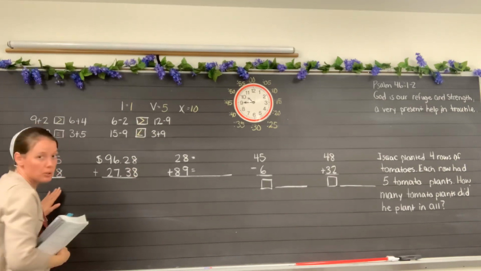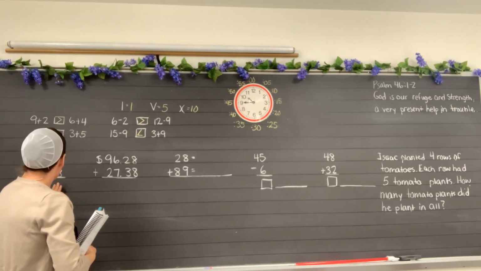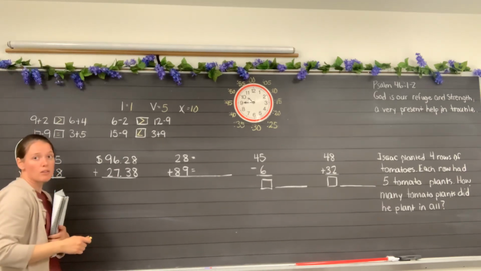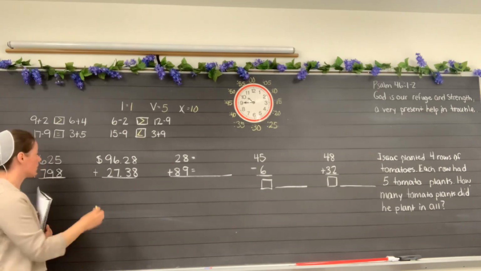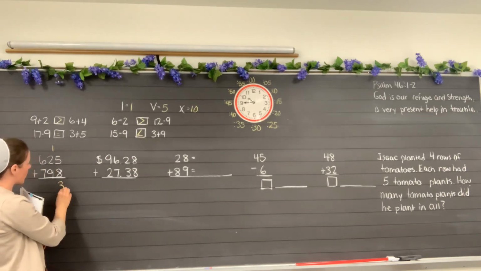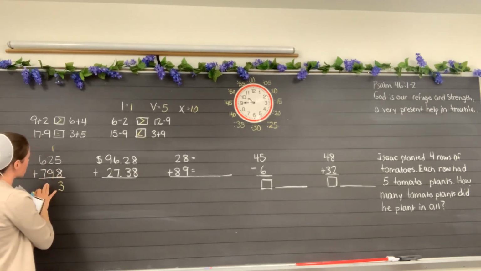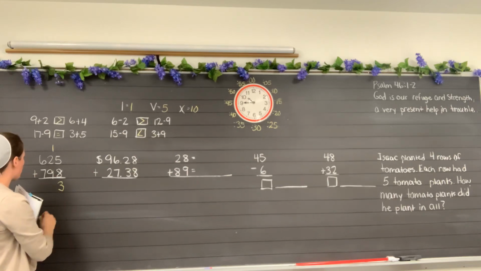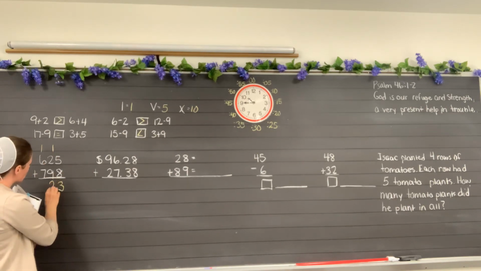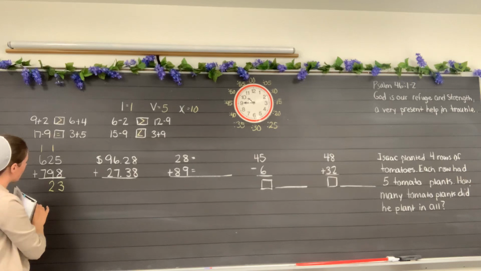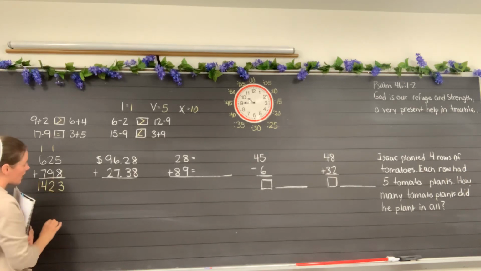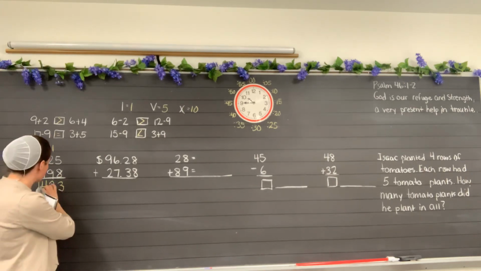Okay, let's do some computation problems here. We have 5 plus 8 would be 13. So we'll need to carry the 1 up here and put the 3 down here. 1 plus 2 plus 9 is 12. Put the 1 up here and the 2 here. 1 plus 6 plus 7 is 14. And don't forget your comma.